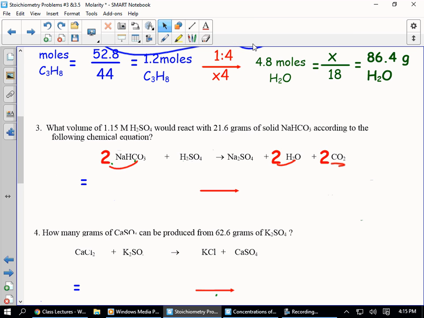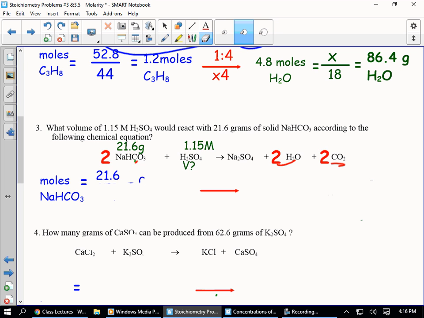The question here says, what volume, so I want to know the volume of sulfuric acid, if it's 1.15 molar, would react with 21.6 grams of solid sodium bicarbonate, according to the following equation. So again, if you're lost on how to start, you want to make sure that you see what you can take and put into moles. The only thing we can put into moles is our sodium bicarbonate. So moles of NaHCO3 is equal to the mass, which is 21.6, over the formula weight, which is 84.